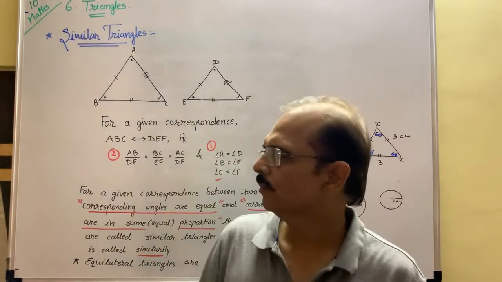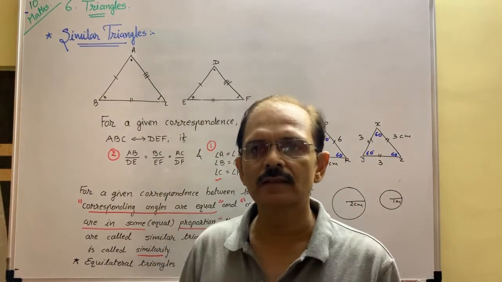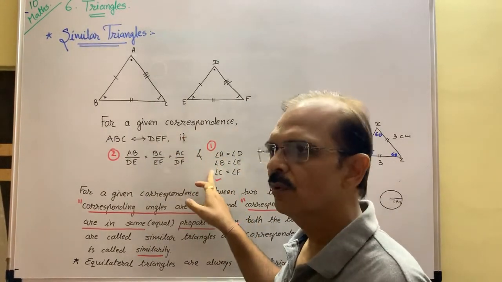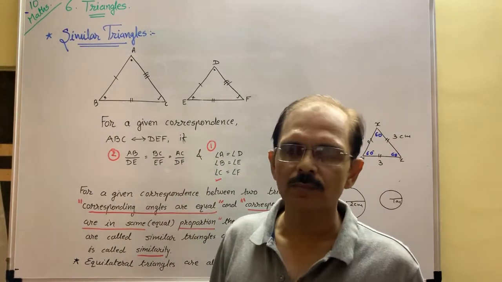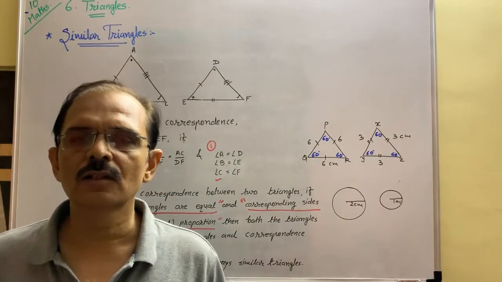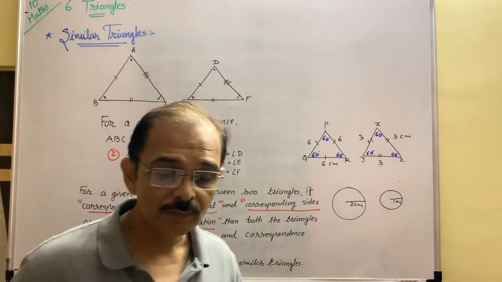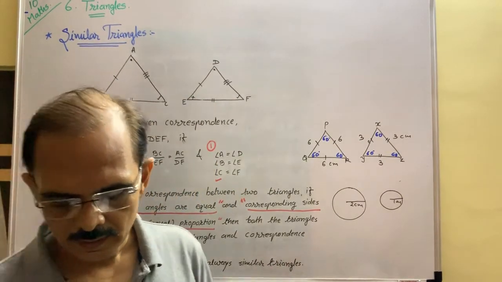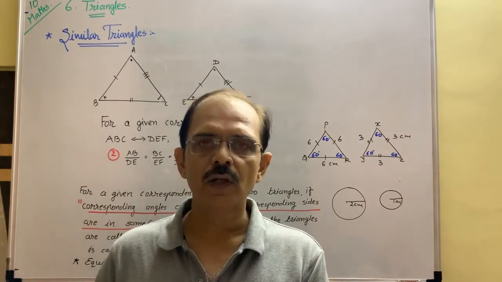This is the concept of similar triangles. Once again I repeat that. Suppose correspondence between two triangles is given, and if corresponding angles are equal and corresponding sides are in the same proportion, then we say that both triangles are similar triangles and the correspondence is called similarity. Is it okay? So if you understand the concept of similarity, then you can easily do exercise 6.1. See page number 122.